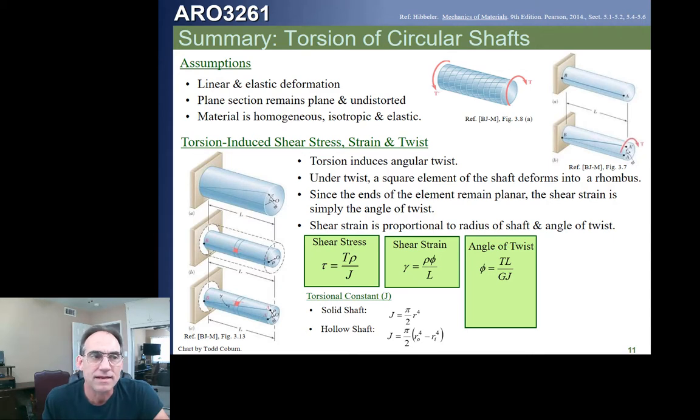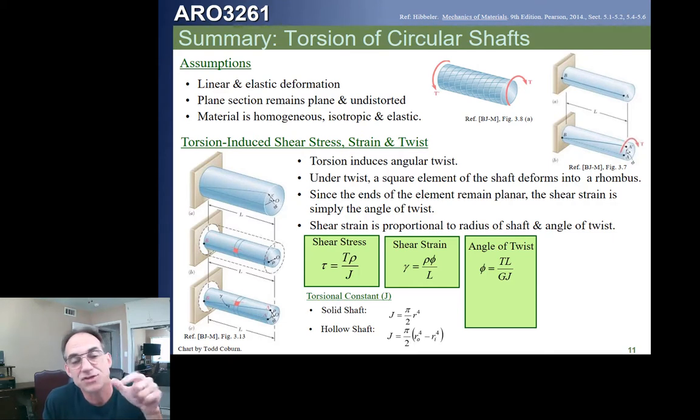Got that? Now these are all valid for circular shafts that hold to these assumptions. If we violate these assumptions, we're going to need more complicated methods. Usually we're just going to charge forward and use these anyway, just being aware that we have now violated these assumptions, which means our answers will be less accurate, maybe totally wrong, depending.